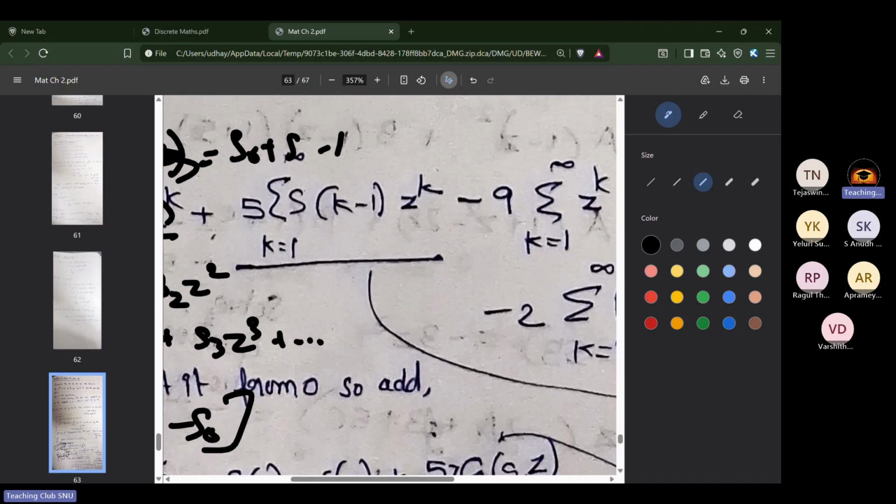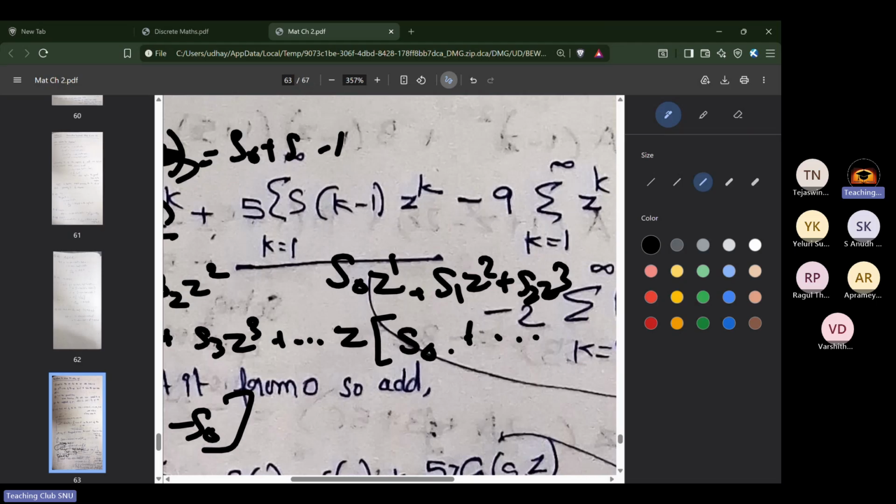Just substitute and check. If you substitute and check, it will give you s naught z power 1, plus s1. If you put k equal to 2, you'll get s1 z square and s2 z cube and so on. You see the pattern, right? I want s naught plus s1z plus s2z square. But this is giving me a z higher, meaning at every term, z is getting multiplied. I don't want that product. So I'll just take z common. If you take z common, it will give you s naught plus s1z plus s2z square, and so on till infinity.